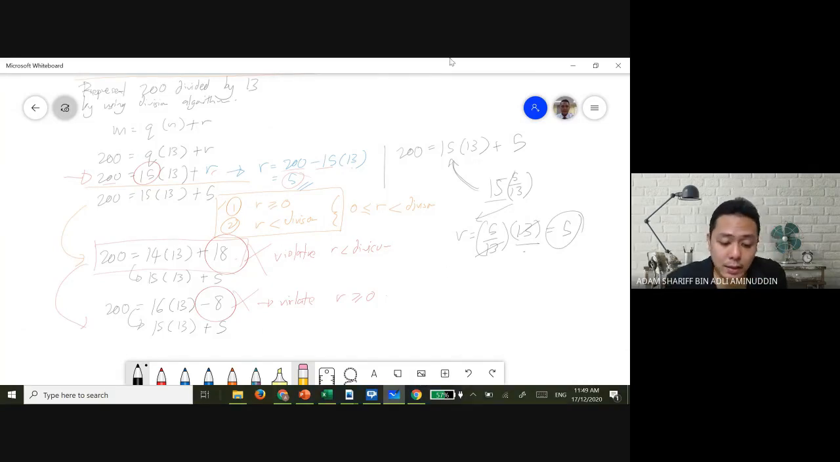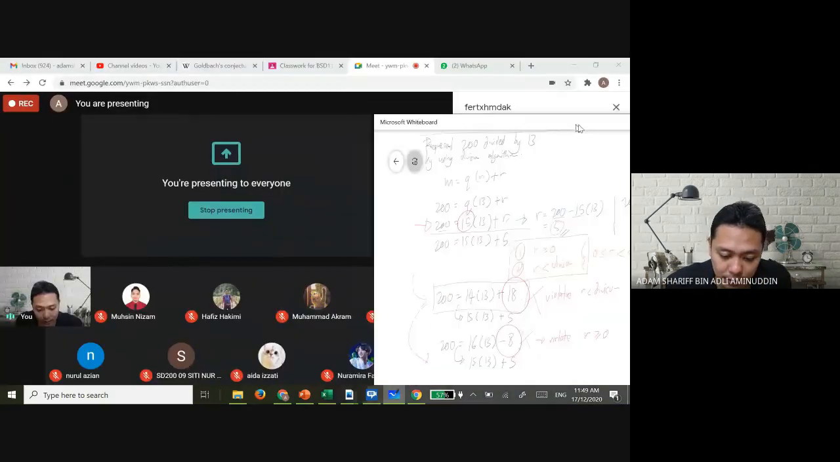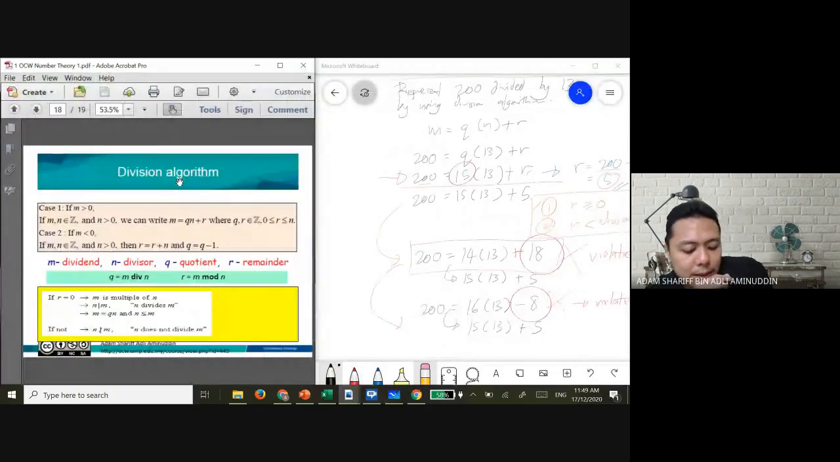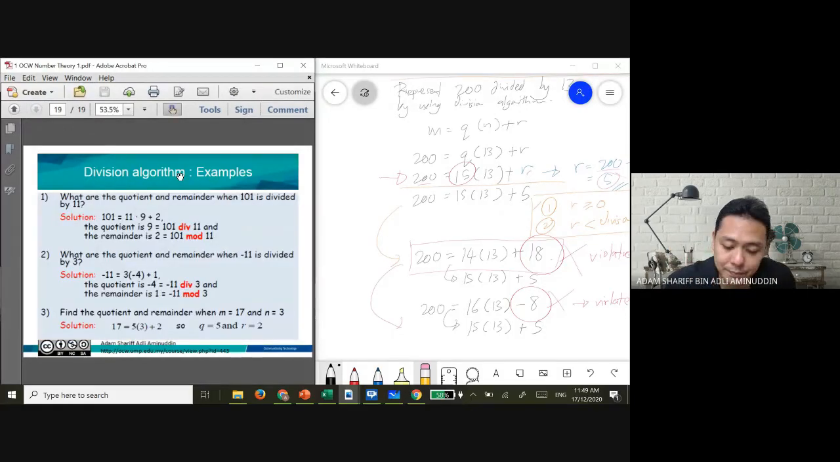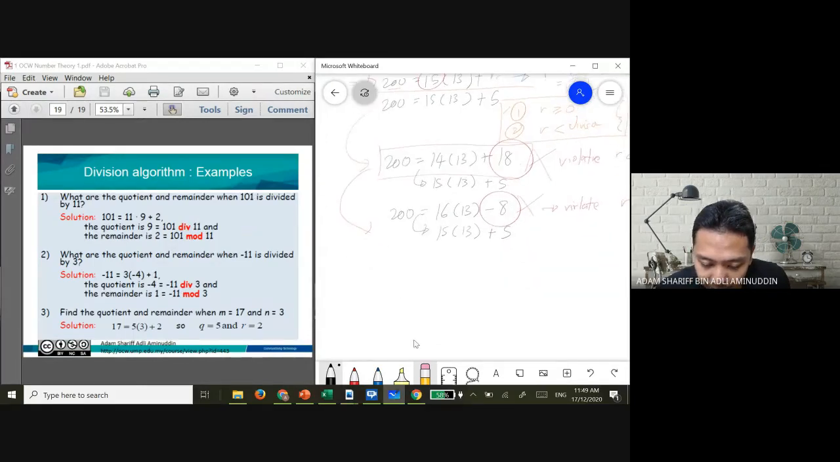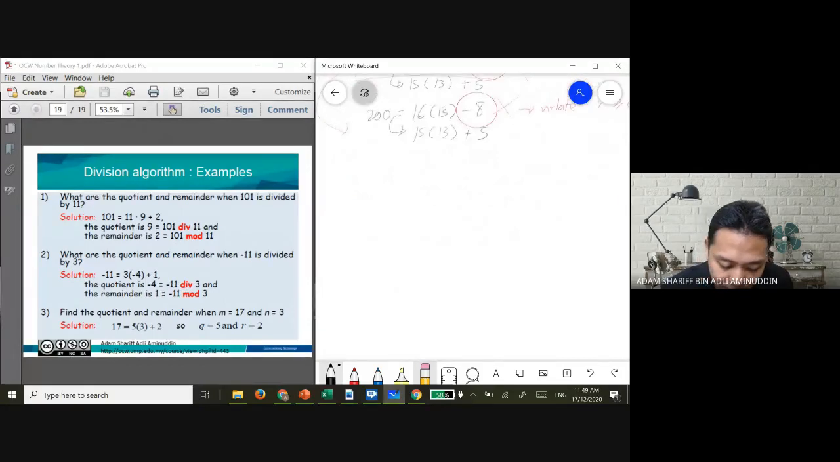Okay, now kita tengok balik nota. Alright. Untuk case positif, dia senang. Okay. Tadi kita dah buat 200 bahagi 13. Kita teruskan dengan contoh yang sama. 200 sama dengan 15 kali 13 tambah 5.